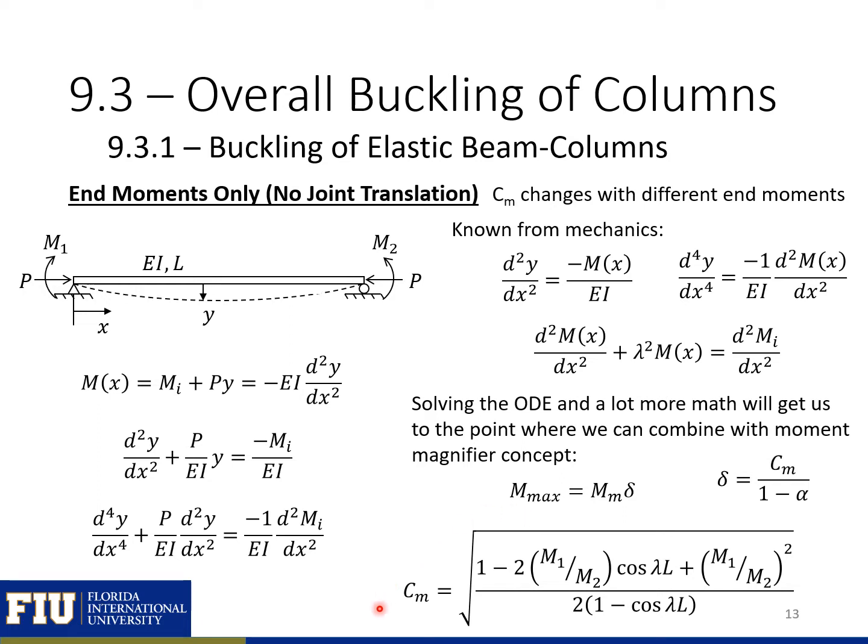And in this case, we have a different Cm factor dependent on our end moments and the relationship of M1 to M2. So we'll see in ACI, when we have different end moments, we'll find our Cm with the relationship between our smaller and larger end moments, and whether we're in single or double curvature. So we'll have a little simpler expression, but this would be the exact Cm from this derivation.